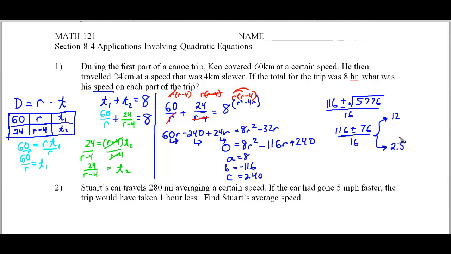Well, only one of these makes sense as the speed at which we were traveling, because notice that we're finding r, which is the speed, and the other trip was r minus 4. If we chose the smaller of the two numbers, 2.5 minus 4 is a negative number, and we can't have a negative speed. So therefore 12 is our only answer, so r is equal to 12, which also means the other r, which is the speed on the other part of the trip, which is 4 kilometers slower, is 8. So these were the two speeds for that problem.